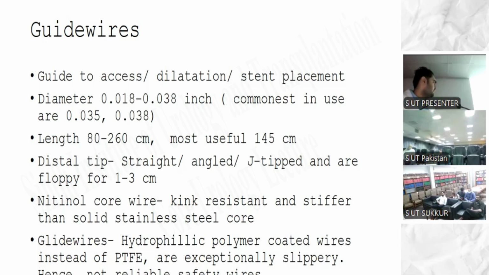For example, if it is coated, whenever we are using the glide wire initially in the ureter, it helps prevent perforation and trauma. Some glide wires have a hydrophilic polymer coating, instead of polytetrafluoroethylene, and these are very slippery. So they are not reliable as a safety guide wire.